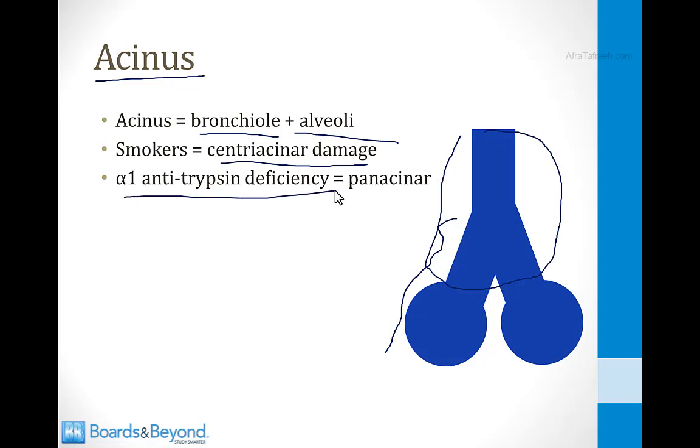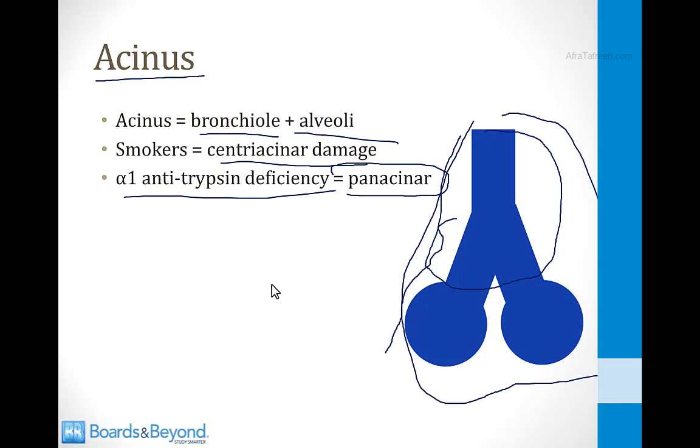Patients who have antitrypsin deficiency get what's called pan-acinar damage, so they tend to have damage to this entire structure here, and it's very high yield to know that smokers get centri-acinar, it's sometimes called centrilobular damage, and antitrypsin patients get pan-acinar or panlobular damage.